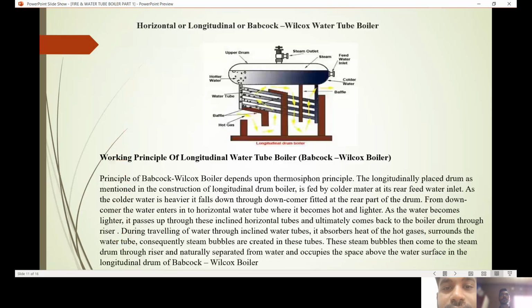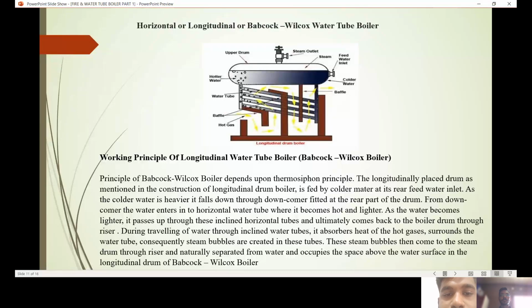Horizontal or longitudinal or Babcock water tube boiler. This is the working principle of the longitudinal drum water boiler. The principle of the Babcock-Wilcox boiler depends upon the thermosiphon principle. The longitudinally placed drum, as mentioned in the construction of the longitudinal drum boiler, is fed by colder water at its rear feed water inlet. As the colder water is heavier, it falls down to the downcomer fitted at the rear part of the drum.